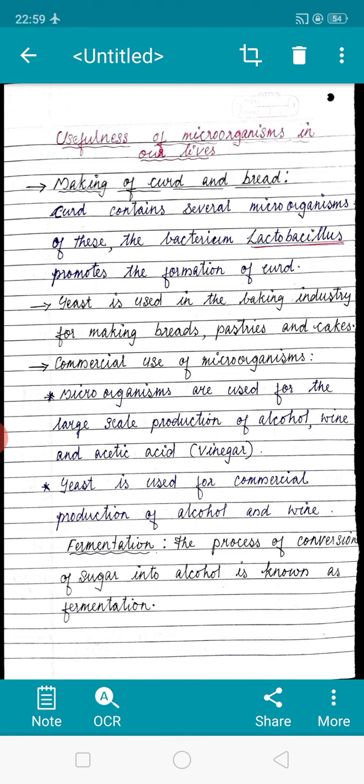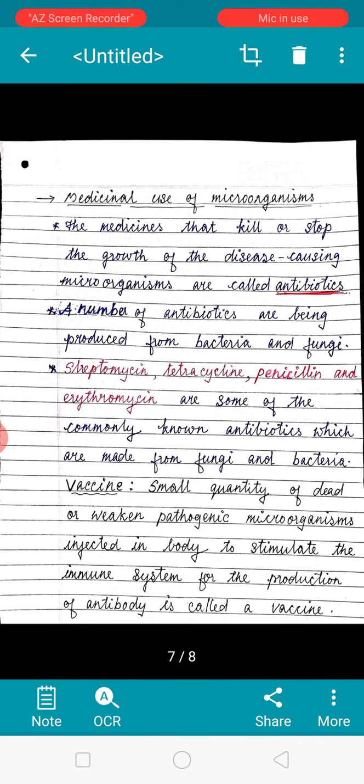Now, listen to the medicinal use of microorganisms. Whenever you fall ill, the doctor may give you some antibiotic tablets, capsules or injections such as of penicillin. The source of these medicines is the microorganisms. And these medicines kill or stop the growth of disease-causing microorganisms. And those medicines are called antibiotics.